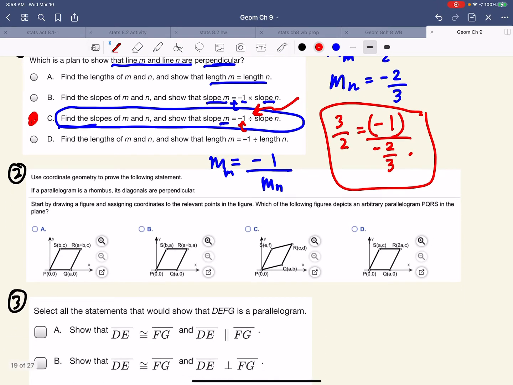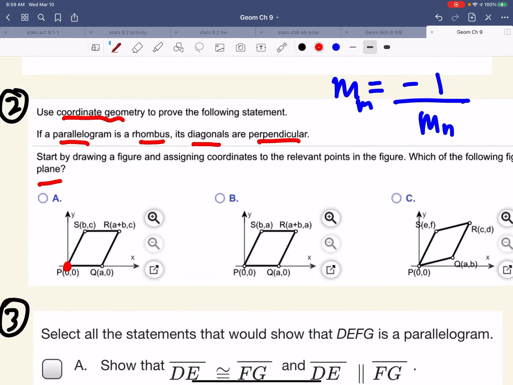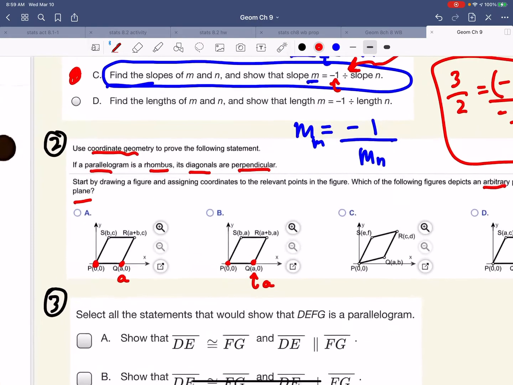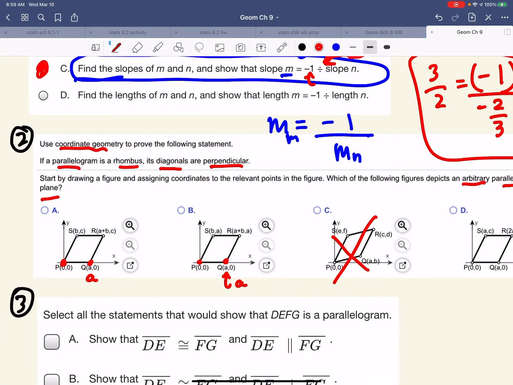Next one, it says if the parallelogram is a rhombus, its diagonals are perpendicular. So let's use coordinate geometry to prove this. Which of the following depicts an arbitrary parallelogram in the plane? Okay, so here, an arbitrary parallelogram would have a certain width, A. That looks good. So a certain width, A. I like that.